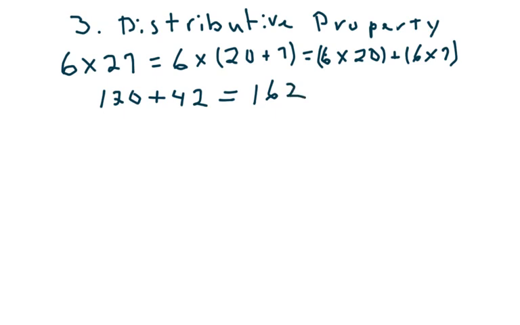162. Okay? It's called the distributive property. You just distribute the 6 times the 20 and the 6 times the 7. It's not all multiplication, is it? A way of writing it in algebraic form is any number a times the sum of two numbers, b plus c, is a times b plus a times c.